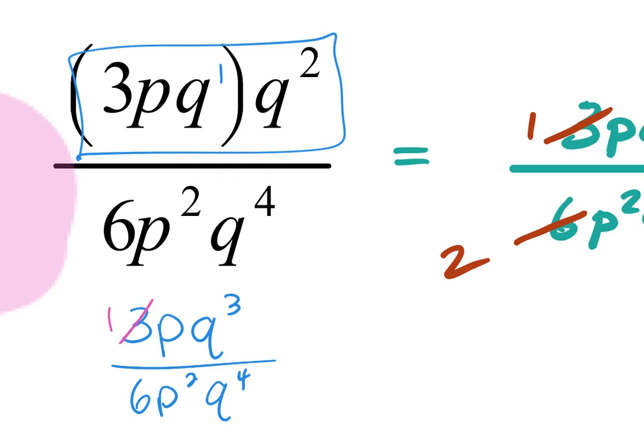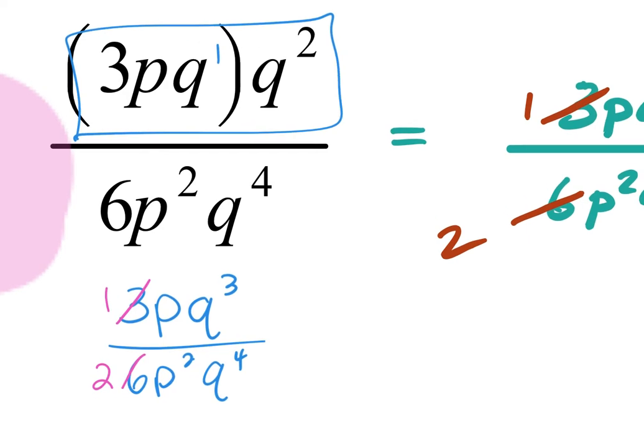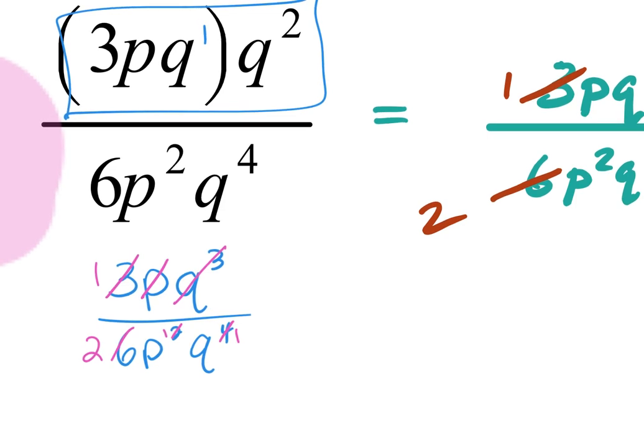The coefficients would simplify. 3 goes into 6 2 times. You've got 1p in the top and 2 in the bottom, so there's only 1 left in the bottom. And you've got 3 q's in the top, 4 in the bottom, so there's only 1 left in the bottom. So my numerator got completely canceled out. Only thing left there is a 1. The denominator is 2pq.